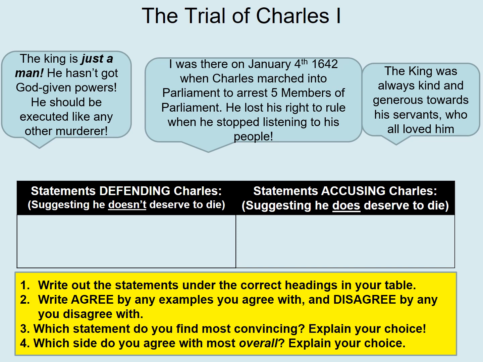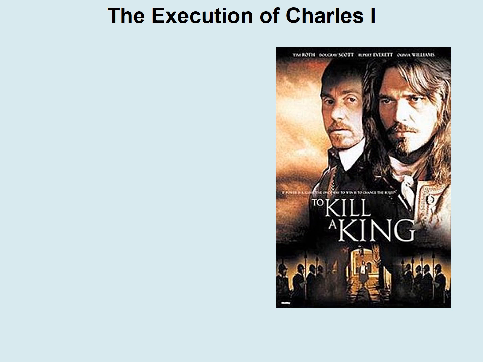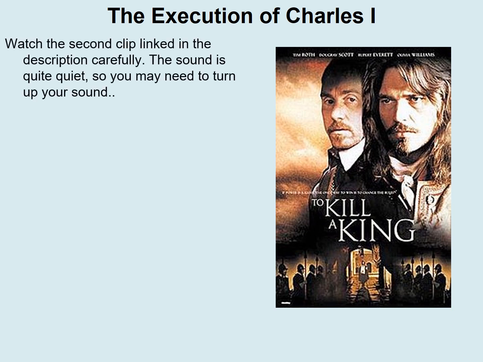By doing that task, you should have gathered evidence as to the reasons why Parliament ended up killing Charles, and also the reasons why some people disagreed with this. We're now going to consider the execution itself, and we're going to watch another video source for this. I've put another clip link in the description, and you should prepare to watch this now.